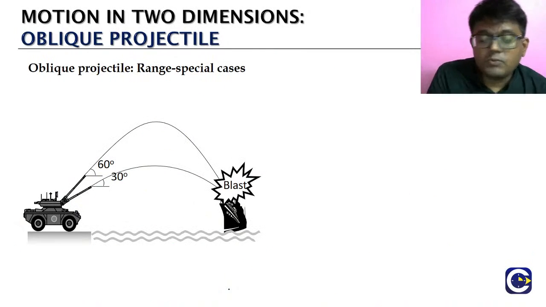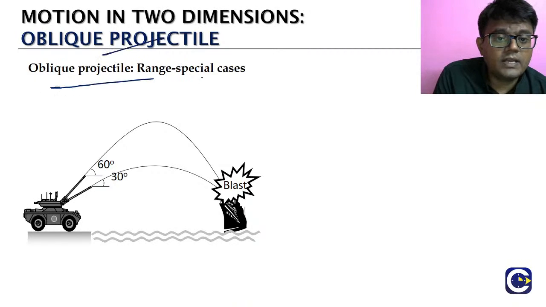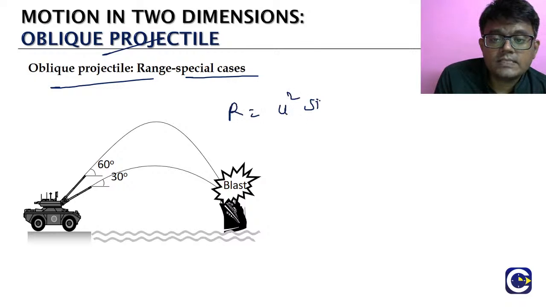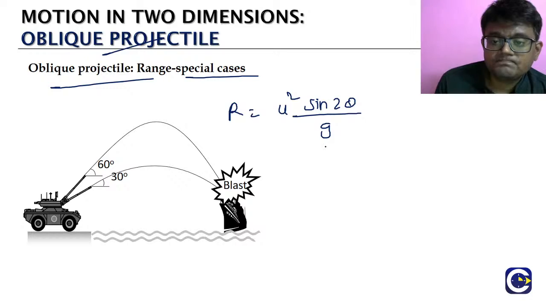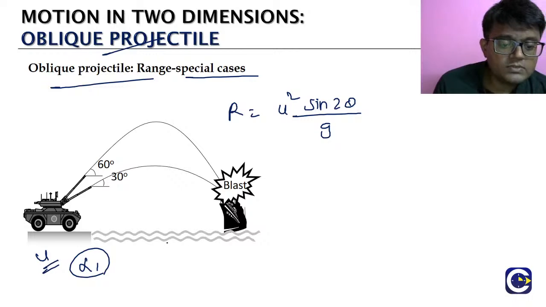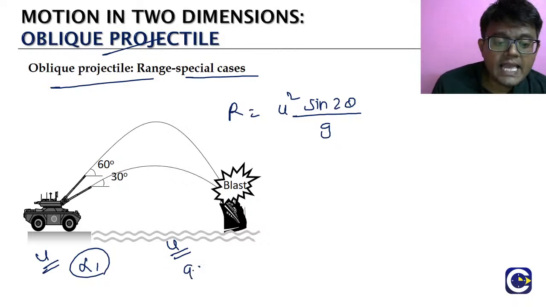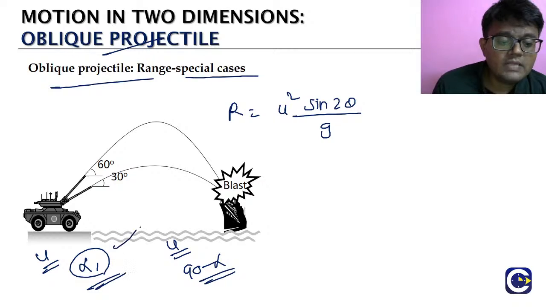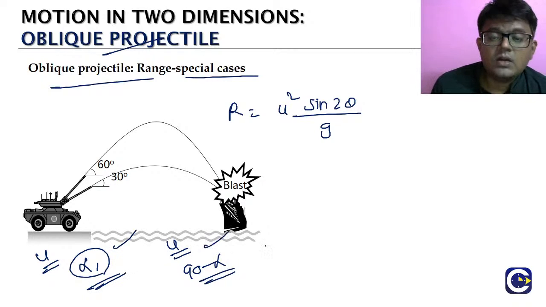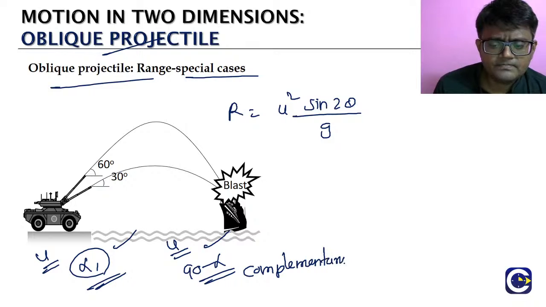So this is an important result if you look at the range formula, u square sin 2 theta by g. Say for example we take two projectiles with the same initial velocity, but angles of projection: for one of them the angle is alpha, and for the other the angle is 90 minus alpha. What do you say these two angles are? Complementary angles, because two angles that add up to 90 are complementary, and two angles that add up to 180 are supplementary.